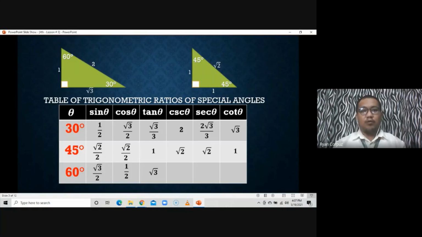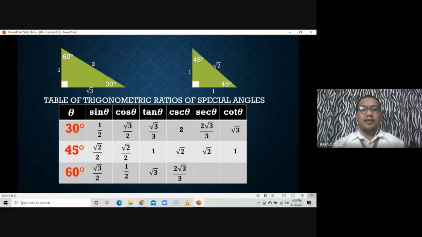So that becomes 2 times square root of 3, which is 2 square root of 3, over square root of 3 times square root of 3, which is square root of 9. Simplifying it, we have 3 as the square root of 9. So that's why we come up with 2 square root of 3 over 3.